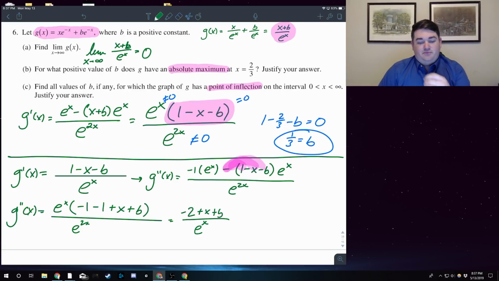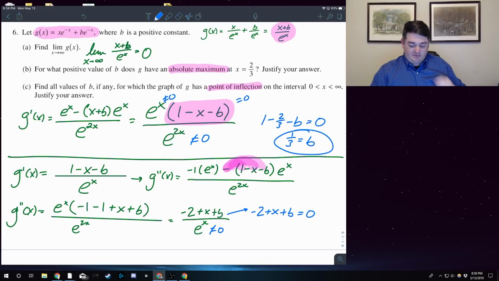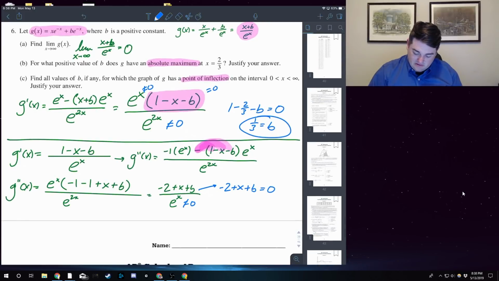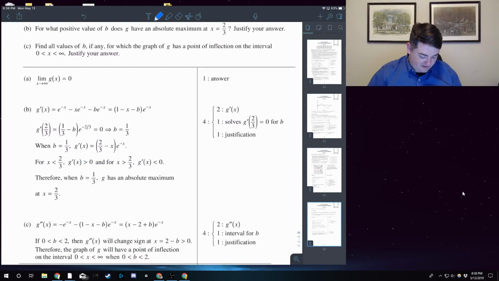How do I get a point of inflection? I want to find a critical value, so either the top or the bottom equaling 0, and then changing sign. The bottom can't equal 0. e to the x can't equal 0. It's always positive. The top, negative 2 plus x plus b. Let's think about this. I want negative 2 plus x plus b to equal 0. So my gut says it would depend on the value of x. Rather than deliberate, let's just jump down here and check.